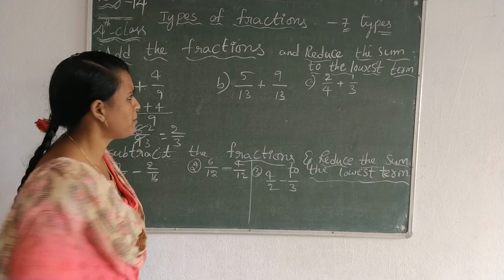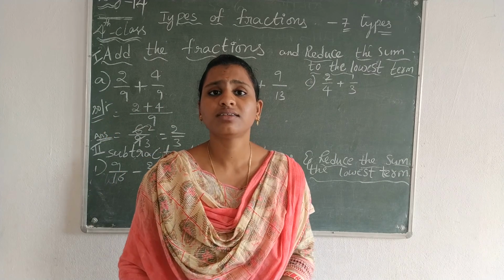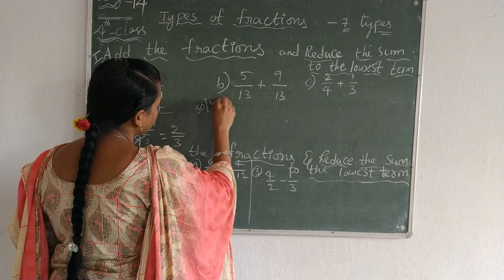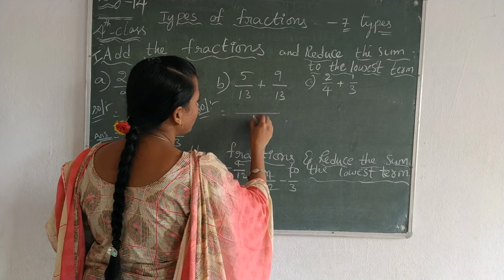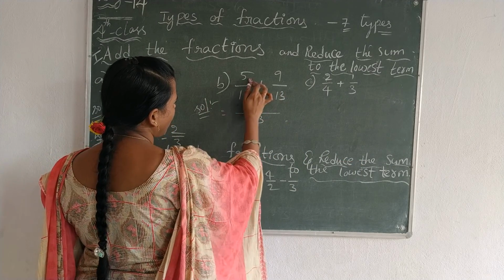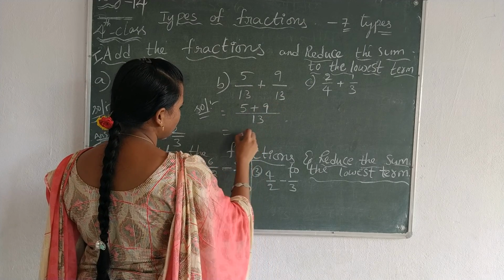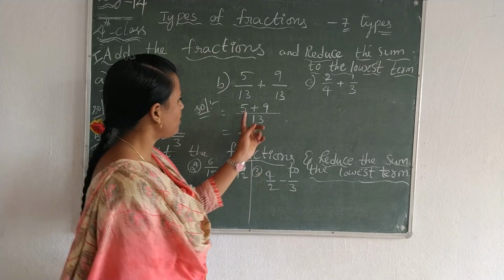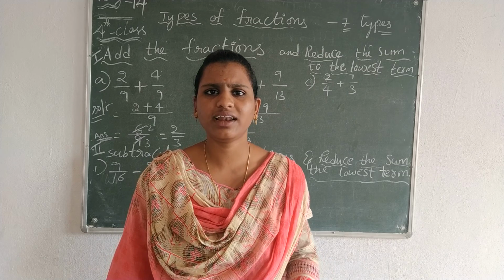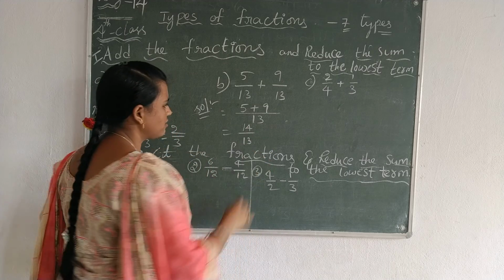Let's see the next sum. 5 by 30, 9 by 30. These two have the same denominator. So take only one denominator, that is 30, and add both numerators 5 plus 9. 5 plus 9 equals how much? 9, then 10, 11, 12, 13, 14. So the answer is 14 by 30.